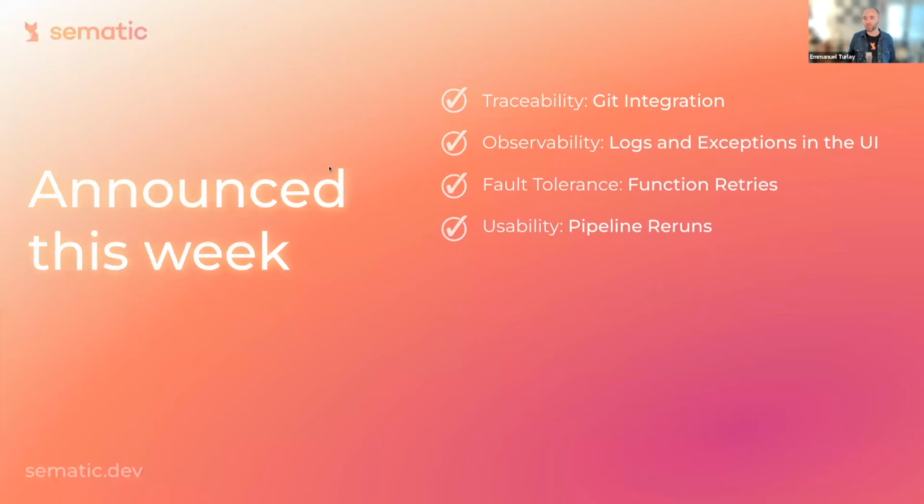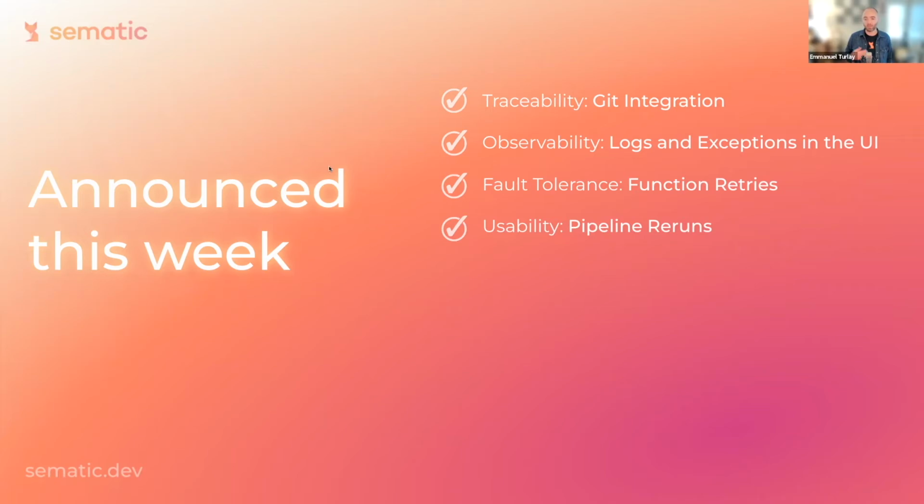As I mentioned, this week was feature week at Sematic, so we announced a number of new features that we shipped over the last few months. So I'm going to go over those during the demo, but we shipped things around traceability. So we added this Git integration that picks up all your local Git information and persists it alongside your pipeline metadata. We also shipped improvements to observability with logs and exceptions in the UI.